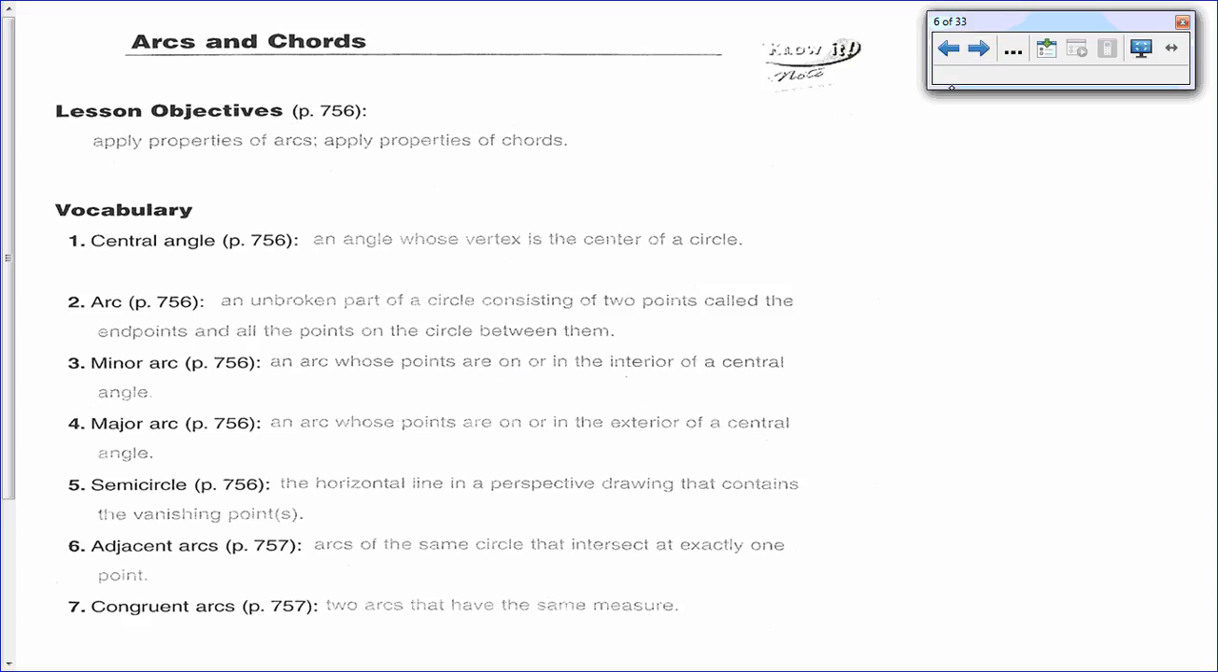I'm not reading the theorems word for word because it's just going to confuse you. Theorems word for word are very, very confusing. I'm just trying to give you the picture with the formula. If you can relate the picture to the formula, you're going to be fine. Now we get into more vocabulary.